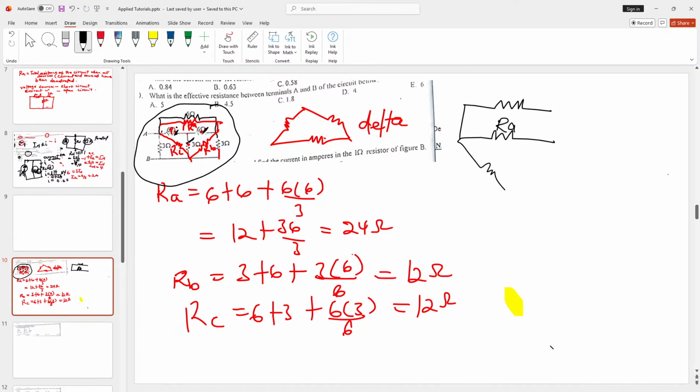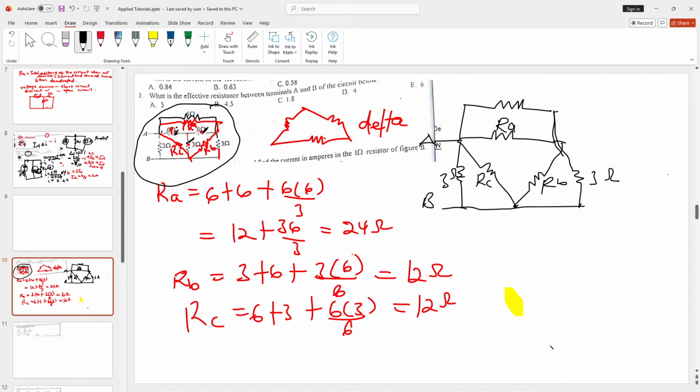Now we have RC, we have RB. Don't forget, our 3 ohm is still there because it wasn't part of the star connection. This 3 ohm here is also still there because it wasn't part of the star connection. Now let's join this, and then A and B comes back again. I hope you are following. So this is 6 ohms.